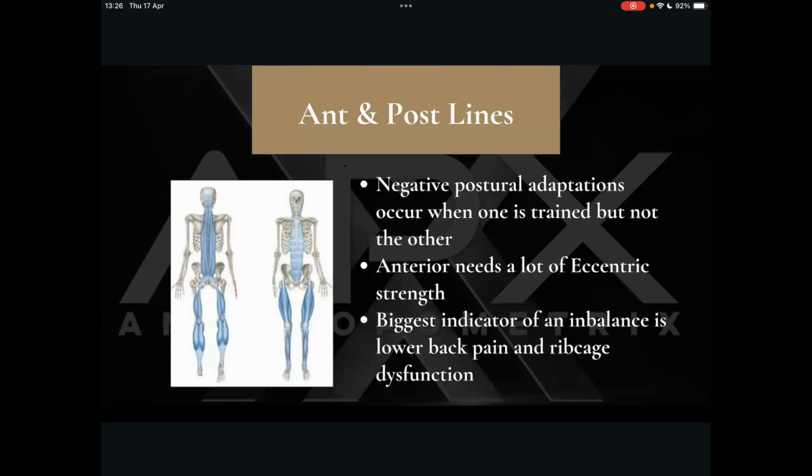We want the posterior chain, or the posterior fascia, to be able to lengthen and flex and not be so much extended, but we need the anterior fascia to be able to eccentrically load and lengthen. That's what's going to prevent us from having anterior pelvic tilt.